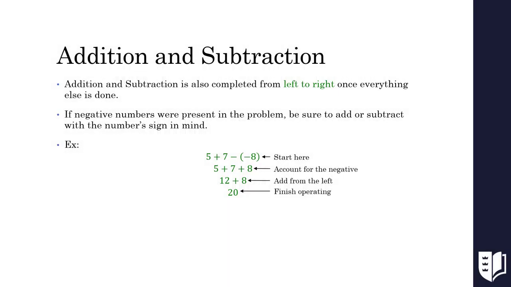In our example for addition and subtraction, we are given 5 plus 7 minus negative 8. We start by adjusting for our negative. In this case, we are subtracting a negative 8, so we need to add a positive 8 instead. Now we add from left to right. Adding 5 and 7 gives us 12 plus 8. Adding 12 and 8 together gives us a final answer of 20.